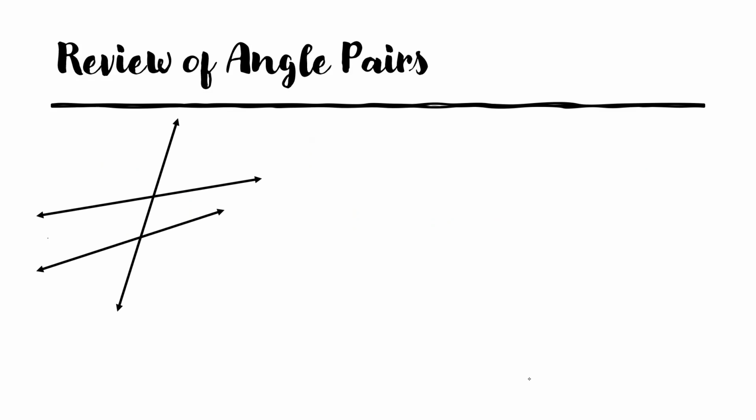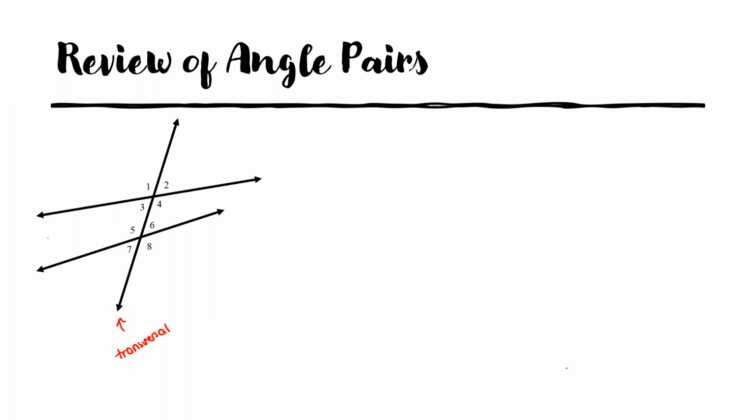If you remember the word transversal, that means this one right here is the transversal because it's the one that crosses the other two lines. And because of that, we had a total of 8 different angles, right? And with all of these 8 angles, we had different angle pairs.